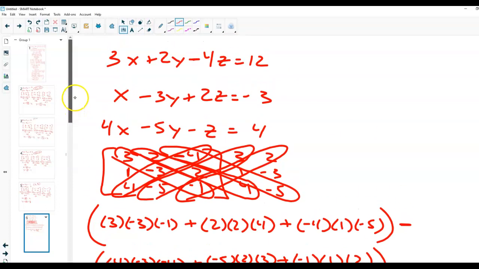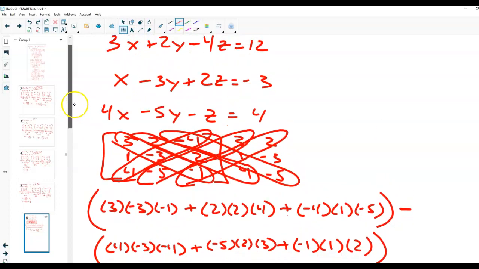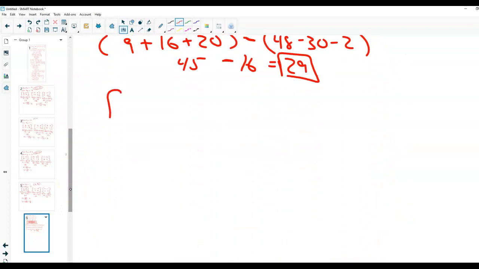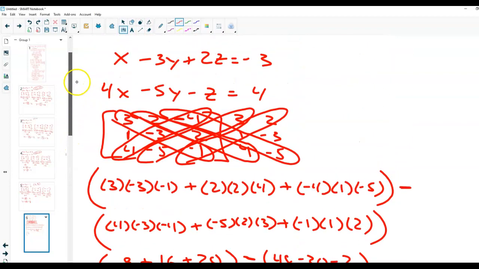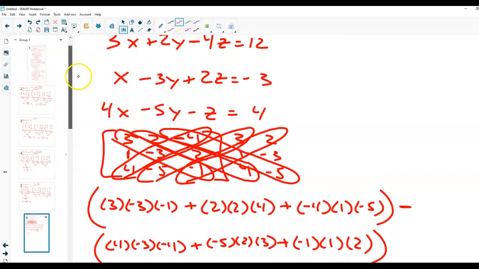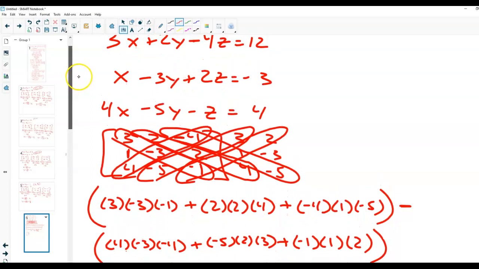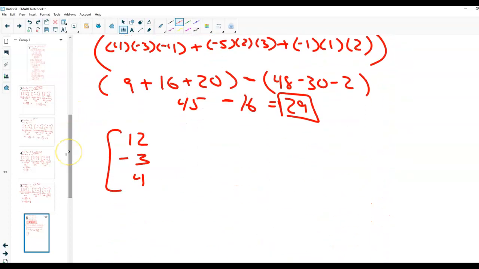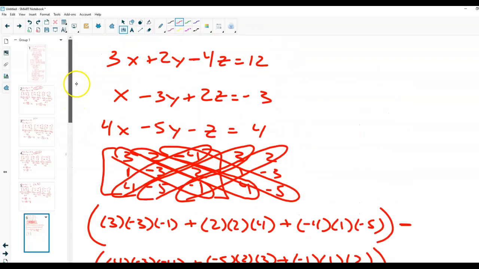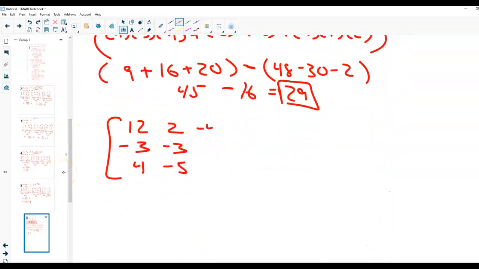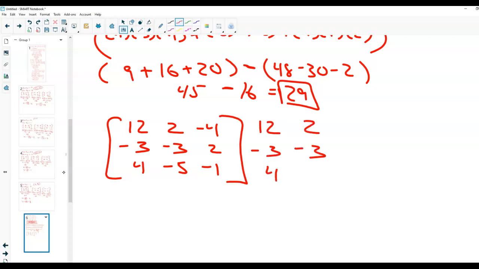Now the second one, we're doing the same thing as we did in the previous Cramer's rules. The first column, the x coefficients, get replaced with the numbers to the right of the equal sign, 12, -3, 4. I keep that second column, 2, -3, -5. You notice I write big. -4, 2, -1. I need to recopy column 1, 12, -3 and 4, 2, -3 and -5.